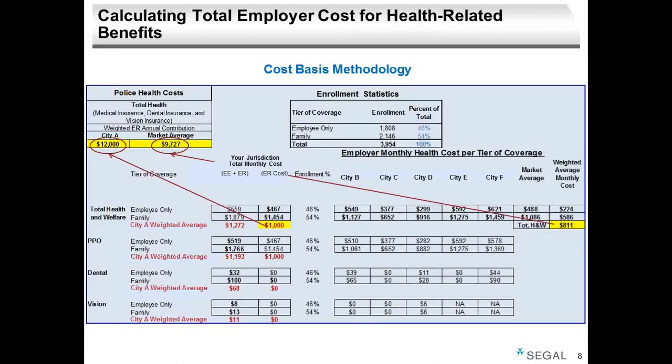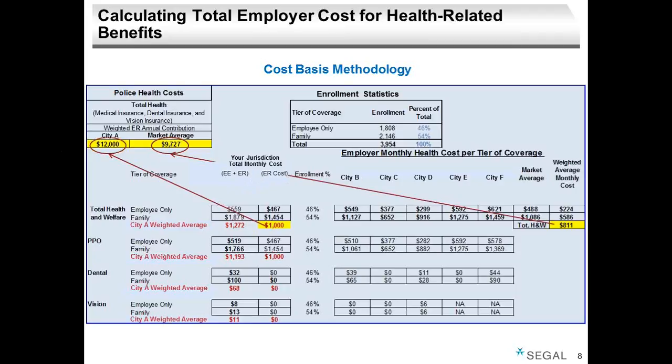And you'll see there's employee only and family. In this case, there are about 1,800 people enrolled in employee only and 2,100 in family. So you'll see that the distribution is about 46% employee and 54% family.